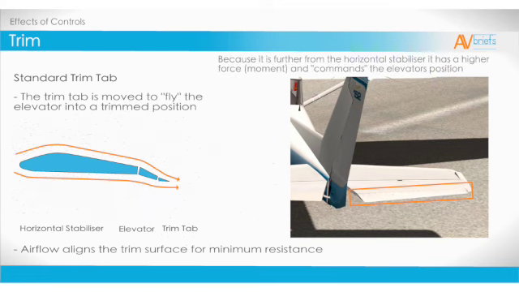Because it's further from the horizontal stabilizer, it has a higher force. This is due to the longer moment. So it commands the elevator's position. So we can set the trim, take our hands off the yoke, and the elevator will stay in that position.